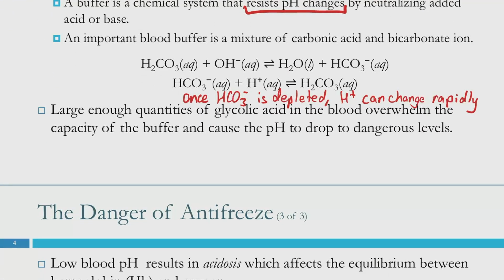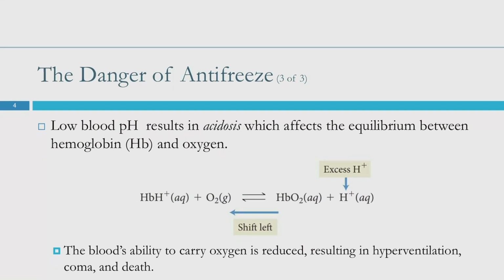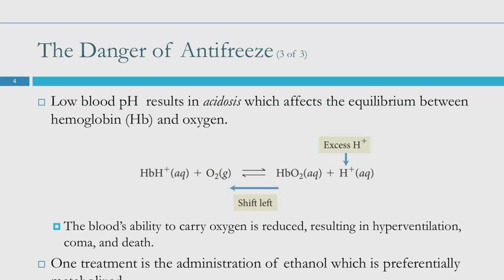Low pH in your blood results in acidosis. It's even got acid in there, so you know that it's low pH. And that affects the equilibrium between your hemoglobin and your oxygen. So with hemoglobin and oxygen, there's an H plus that's swapped in there. And so if you overload the H plus side of this, then we're going to cause a big shift. Thank you, Le Chatelier's principle.